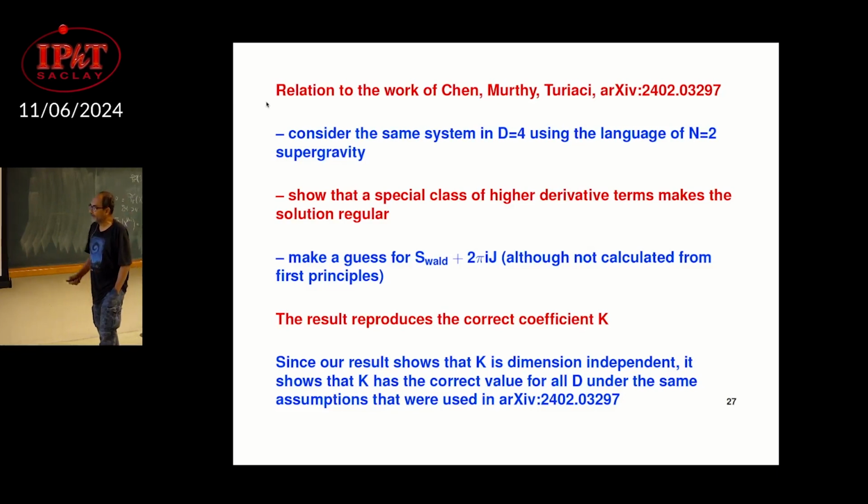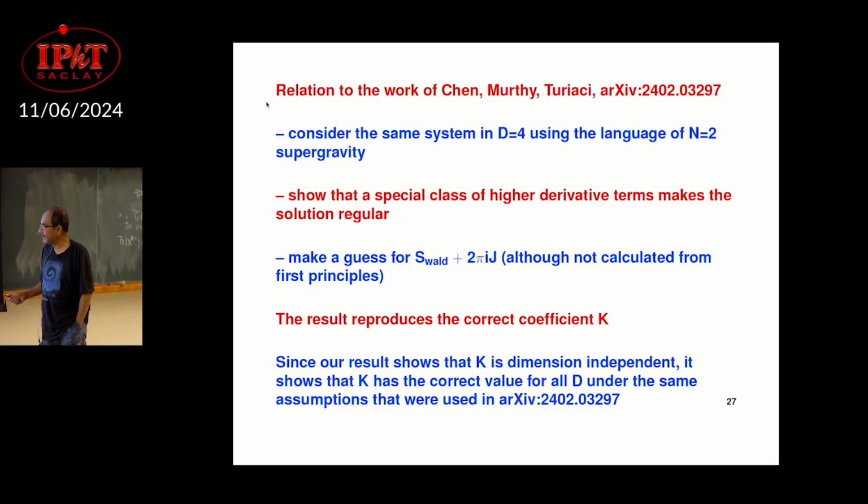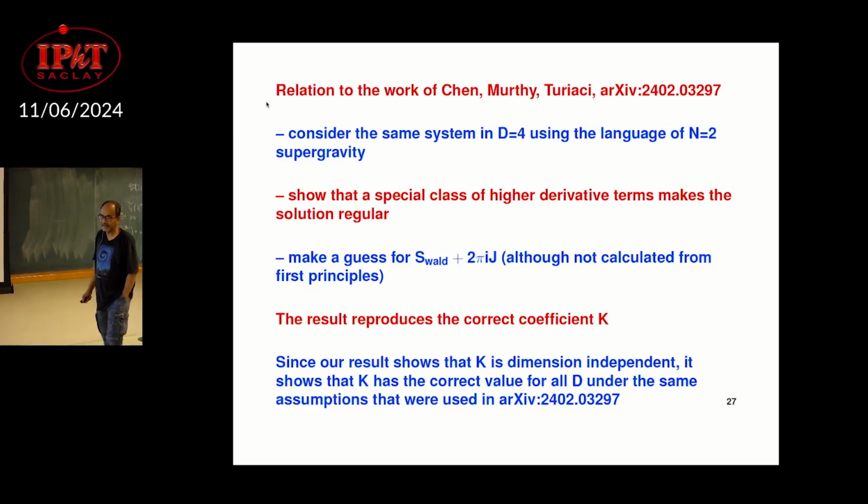And so since our result shows that k is dimension independent, what this shows is that k has the correct value for all d under the same assumptions that were used in their paper, even though that analysis was done in d equal to 4.